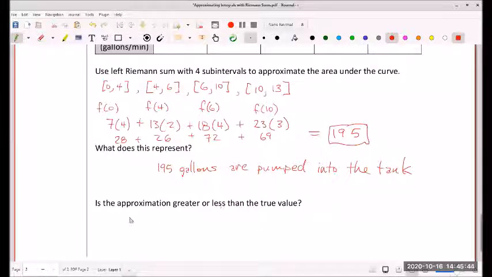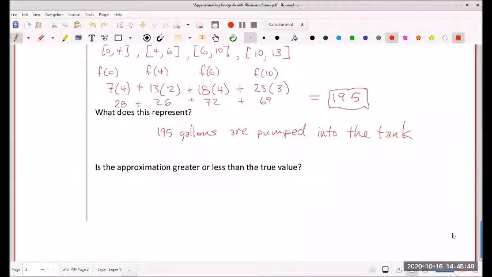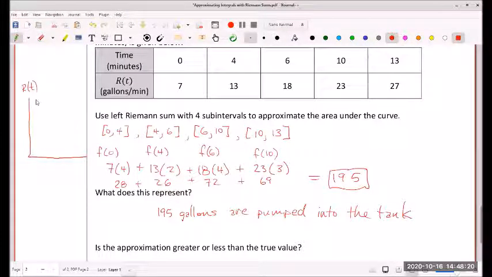Okay, now the question is, is this approximation greater or less than the true value? Well, we can go ahead and graph this out. We'll plot R of t on the y-axis, that's gallons per minute, and time on the x-axis, 0, 4, 6, 10, 13. So I'll put a 13 right there. A little bit less than half of that is going to be 6. Somewhere right about in here is going to be 10. And then we have 4 and 0.